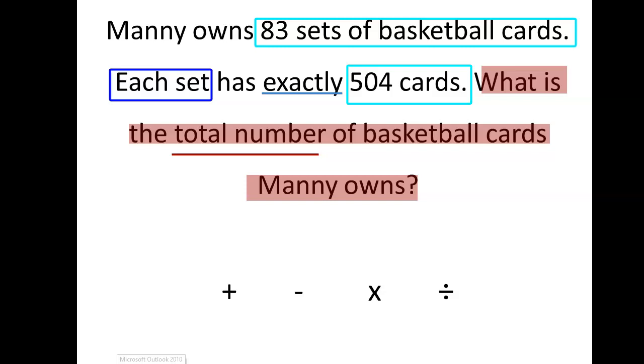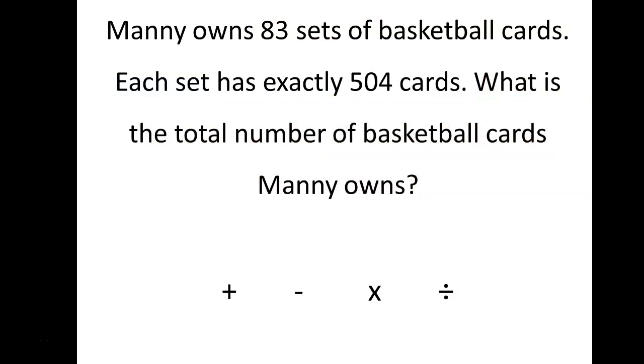All right, so Manny owns 83 sets of basketball cards. Each set has exactly 504 cards. What is the total number of basketball cards that Manny owns? So we marked up the text and highlighted some of those important pieces of information and quantities. Now I want you to think about what you're going to do with each of those. What are you going to be doing with those 83 sets of basketball cards that have exactly 504 cards in each set to help us solve for the total number of basketball cards that Manny owns?